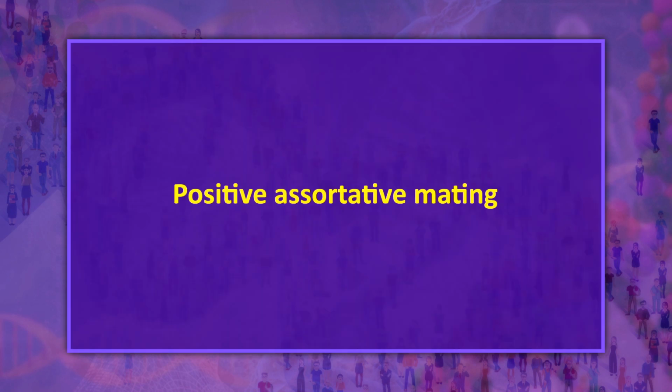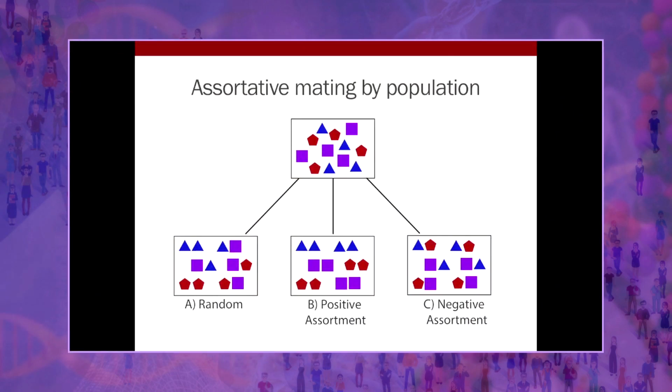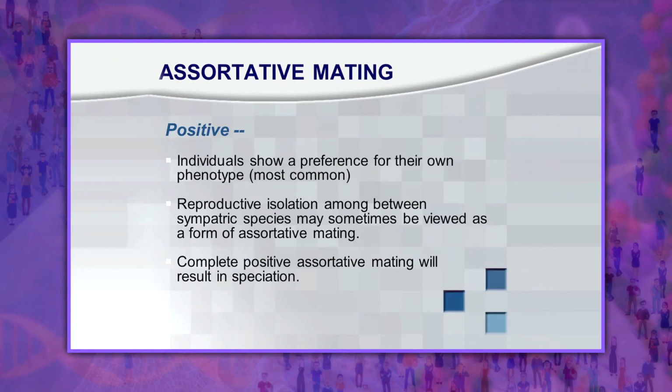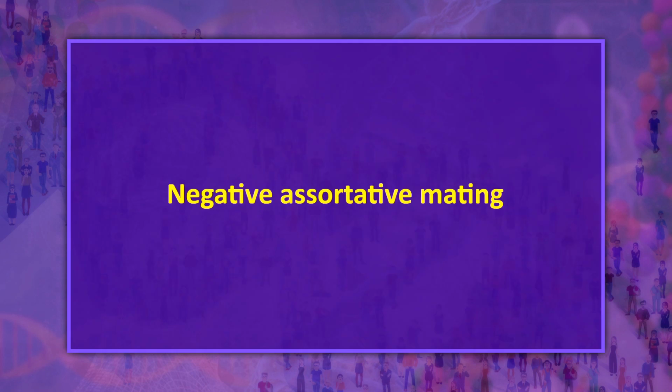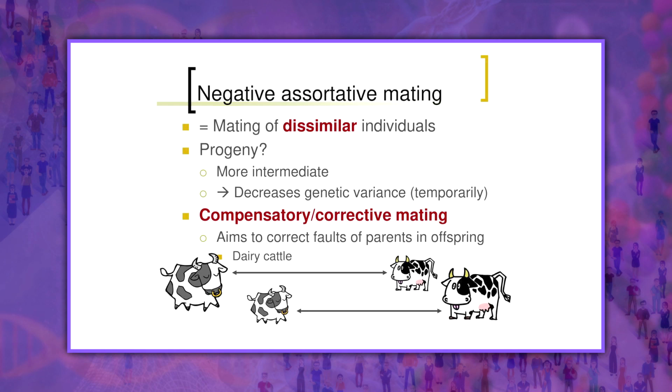Positive associative mating is when mates are more similar to each other than expected by chance. The homozygote frequency increases in this case. Negative associative mating is when mates are less similar than expected by chance. Here the heterozygote frequency increases. It is less common in nature.